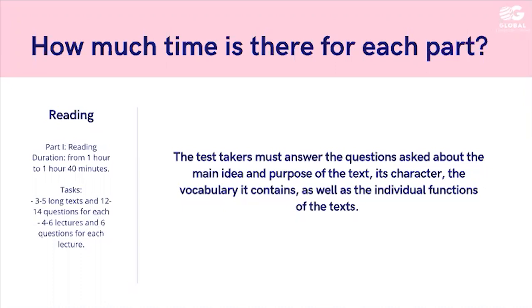The test takers have 20 minutes to solve the tasks for each text, and then they receive the next text with a set of tasks. So it's impossible to read all the texts at once. It all goes gradually. They must answer questions about the main idea and purpose of the text, the character of the text, the vocabulary it contains, and also some individual functions of the texts.